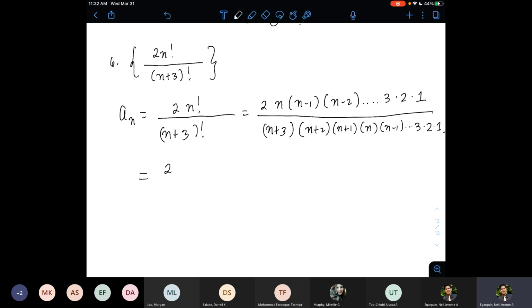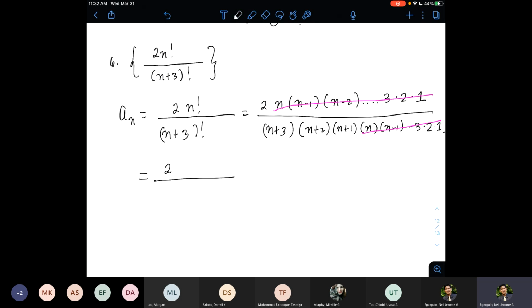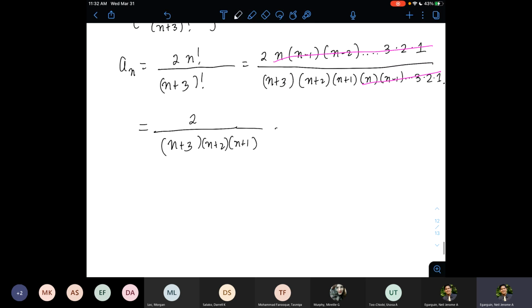but notice that there's a lot of terms that can be canceled, because essentially here from n until 1 will be canceled by these factors over here. Okay, so what you'll get is this. So what's left in the denominator? We'll have n plus 3 times n plus 2 times n plus 1, right? And we can now easily find its limit.